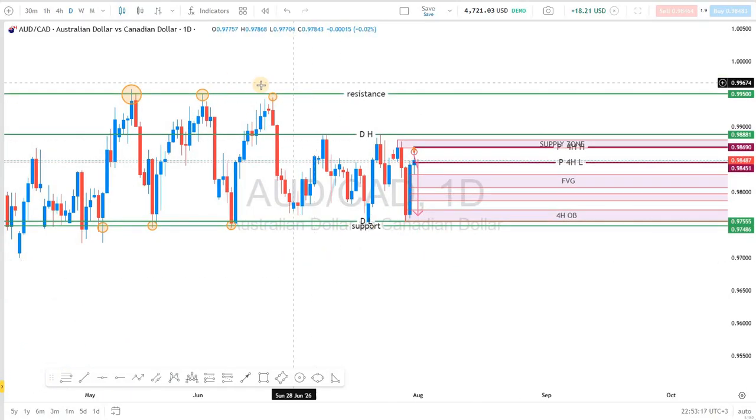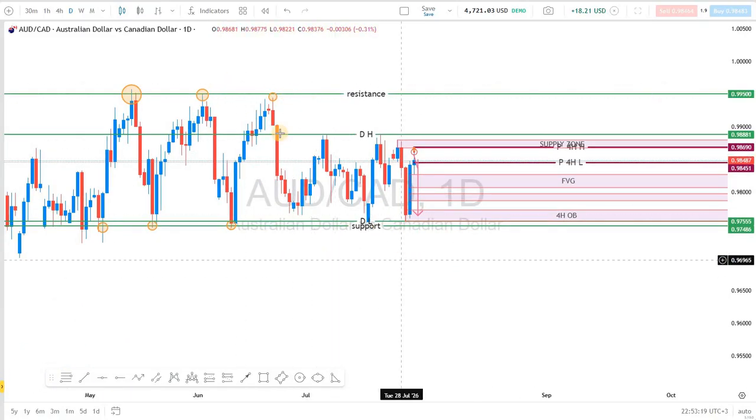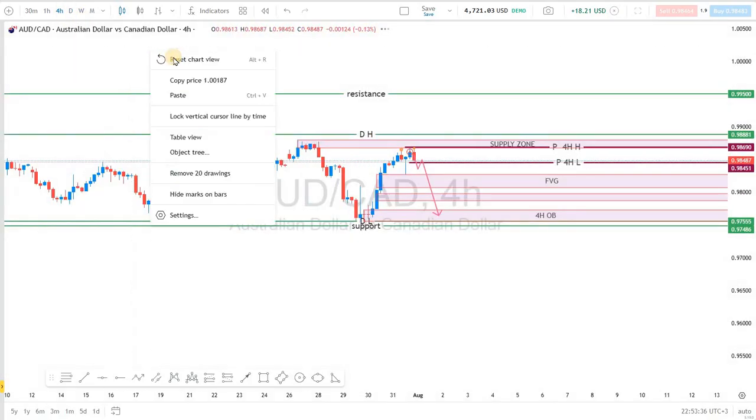After marking resistance and support levels, you come and mark the daily high, because you can see this is the previous move before the market dropped and the previous move before the market went up. So this becomes our daily low and this becomes our daily high. After marking that, you come to the 4 hour time frame.